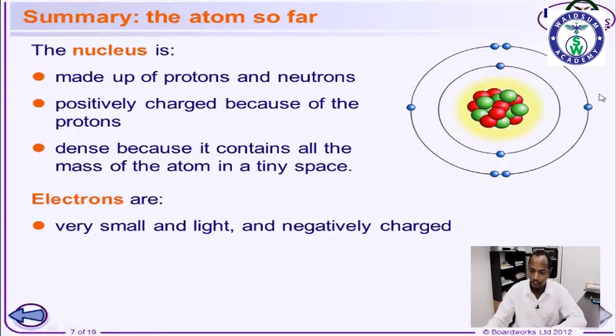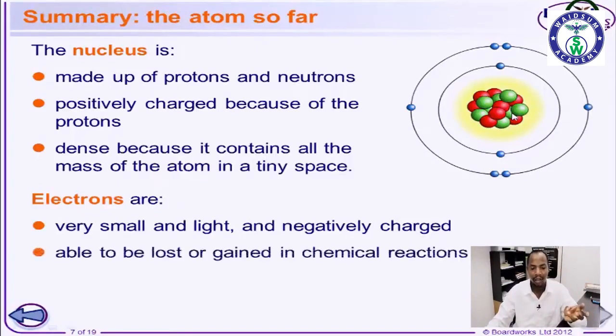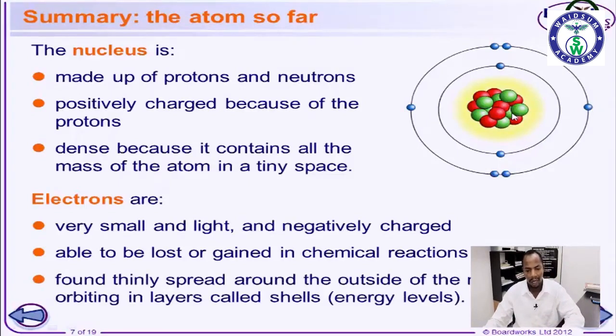If you take a look at the size of the electron as shown in the orbit or in the shell, you see that the size of the electron is way smaller relative to the protons and the neutrons. So we say the electrons are small and light and negatively charged. And they are able to lose or gain in chemical reaction. When two or more elements react together, electrons are either lost or gained. So this gives rise to its ability to undergo chemical reaction.